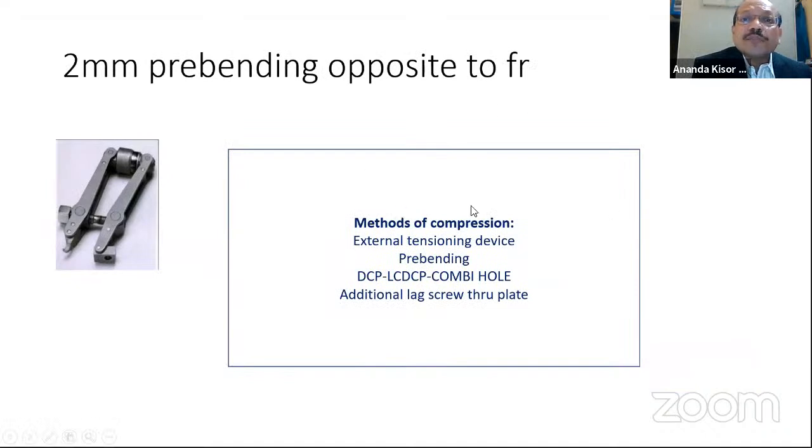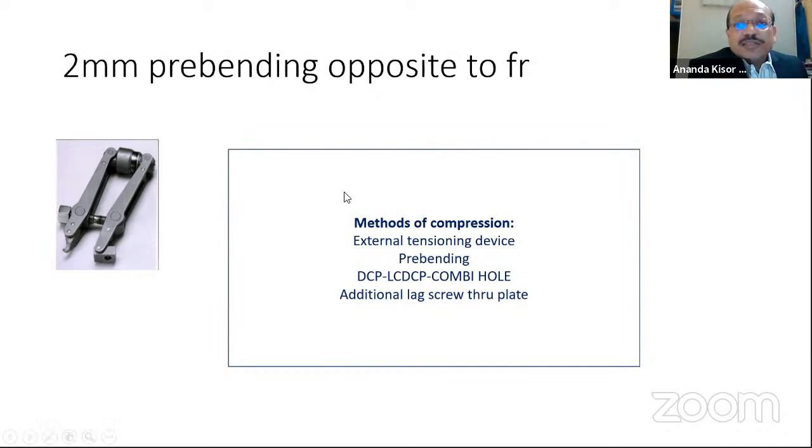Now what are the other compression methods? There are some external tensioning devices like Muller's compression device. That can be placed on some plates. There is a small hole at the end of the plate, which can be used for this compression. One screw is applied outside the plate, and this end is applied on the end of the plate, and as one turns it, that causes the compression. That will drag the plate away from the fracture site, and that causes the compression.